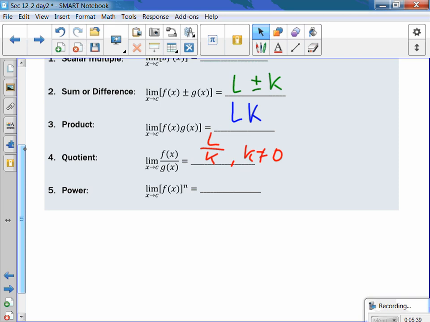And finally, our power. Again, if we have that function, we don't have to worry about any dividing, square roots, anything like that. All it is sometimes is just doing my direct substitution, replacing my x with my c, and coming up with that answer.